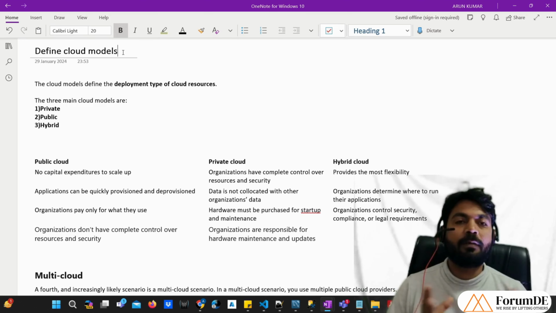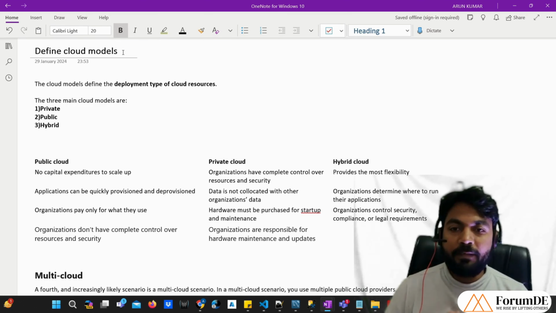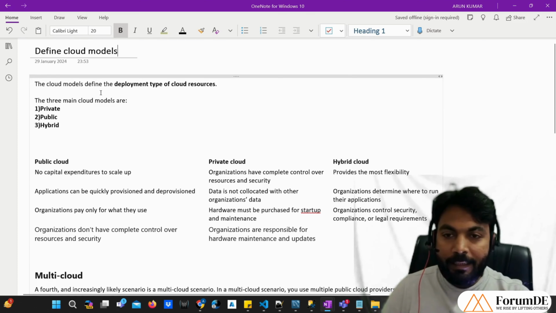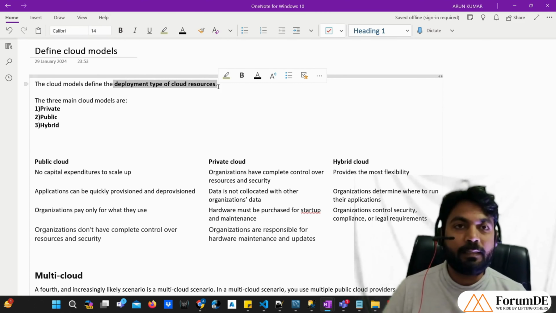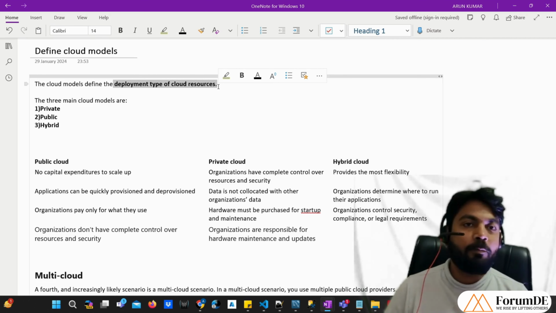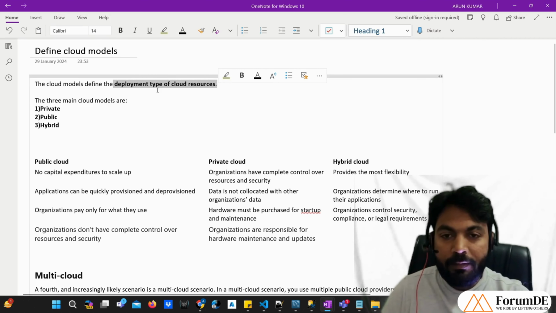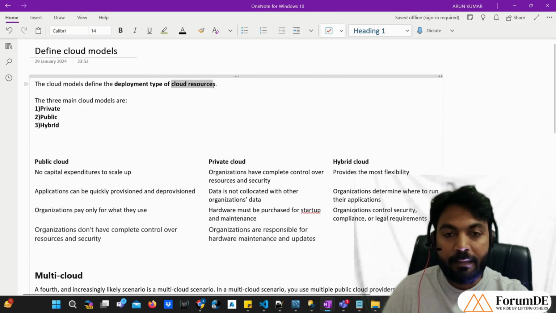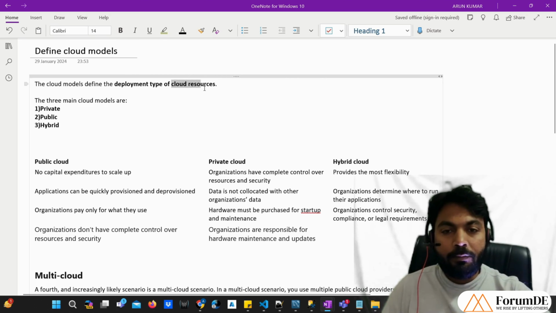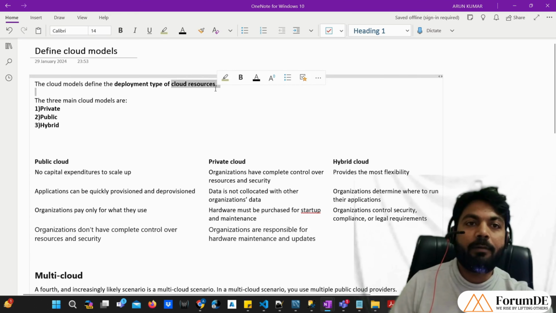So guys, if we talk about what cloud models actually are, I have already written here that cloud models define the deployment types of cloud resources. There are two things here: the first is the deployment type, and another thing is cloud resources. Let's talk first about cloud resources. This term can be broken down into two terms: one is resources and another one is cloud.